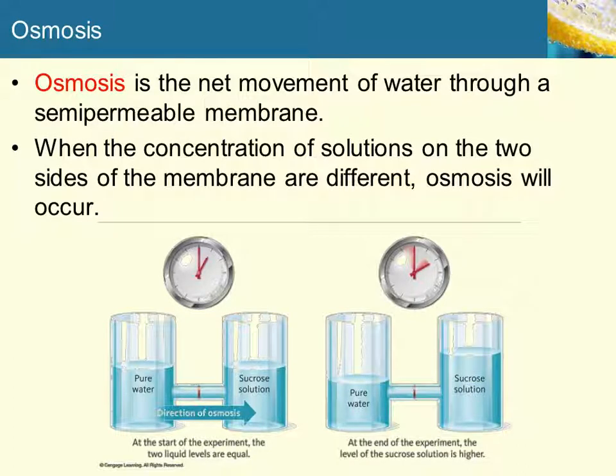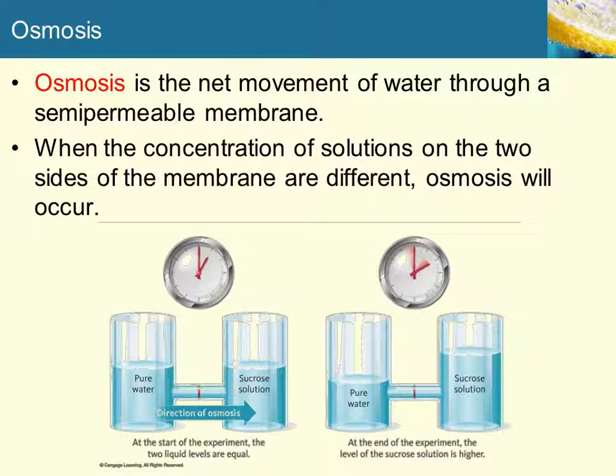So osmosis is very similar to diffusion, except osmosis refers to the movement of water through a semi-permeable membrane. And it's going to go the same way, from an area of higher concentration of water to an area of lower concentration of water. So if I have 2 different concentrations of solutions on either side of a membrane, osmosis will occur. Here in our example, we have pure water on one side and sucrose on the other side. So water will go from the pure side to the sucrose side.